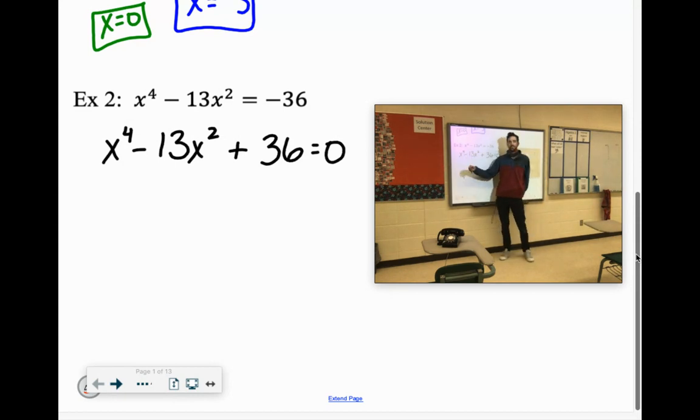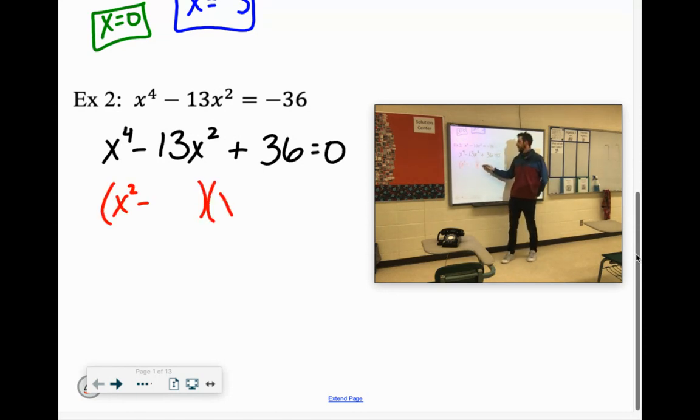Now you look, usually we see x squared plus something x and then nothing. This, they're just doubled. So like before it was x plus 3 and x plus 3, this will be x squared plus something and x squared plus something. Or in this case, they'll both be minus. We're looking for factors of 36 that add up to negative 13, which are going to be negative 9 and negative 4.